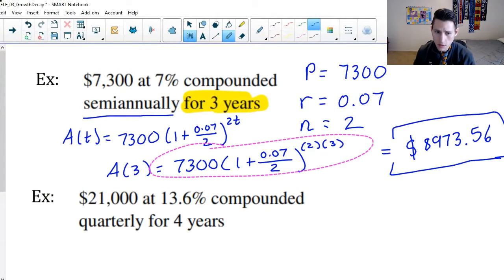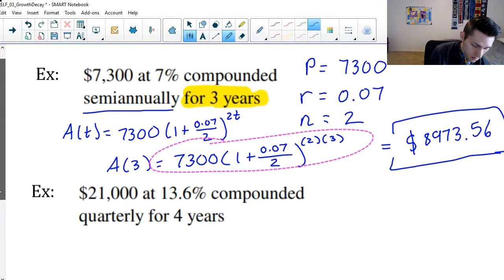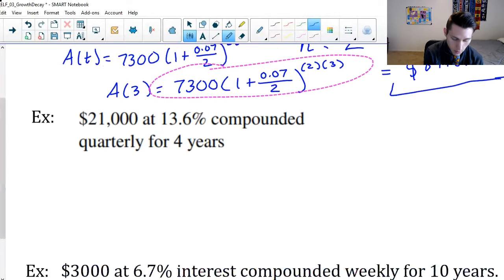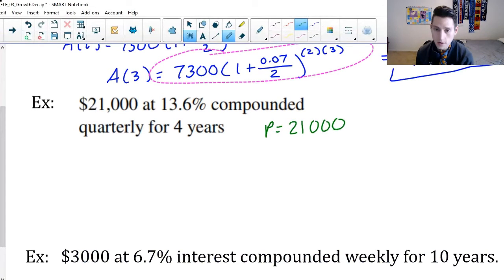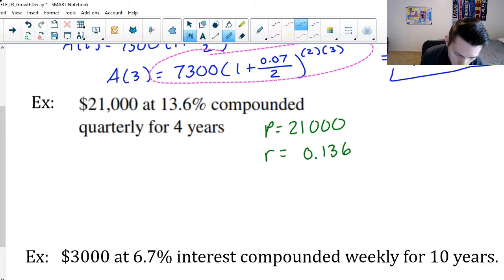For number 2, or the second example, $2,100 at 13.6% compounded quarterly for 4 years. All right, so let me just list out my information again. P is 21,000. R is 0.136.